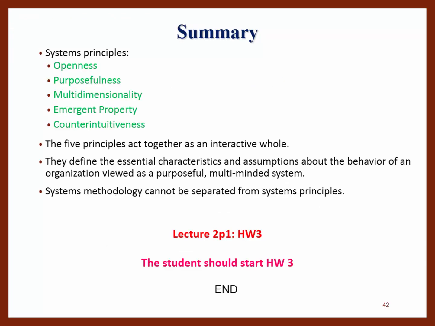Okay, so this is a summary of what this lecture was all about. System principles, the 5 principles all together as an interactive whole. They define the essential characteristics and assumptions about the behavior of an organization viewed as a purposeful, multi-minded system. And system methodology cannot be separated from these system principles.